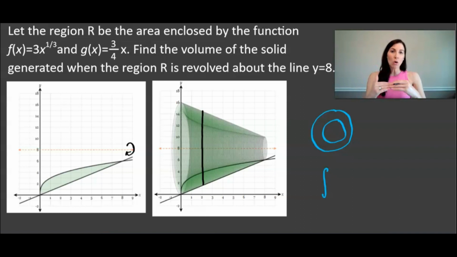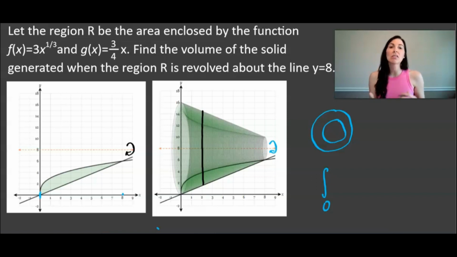Now we have to put in our lower and upper bounds. And because we are adding up an infinite amount of these washers, we are starting at the x value of 0. And it appears that we're going to the x value of 8. The reason I'm using x values is because we're revolving this region about a horizontal line. And when you revolve a region about a horizontal line, you're taking cross sections going vertically, which means you're going to use x values.